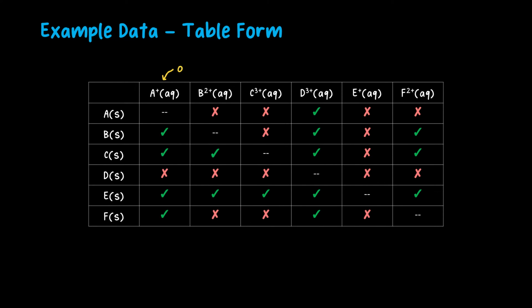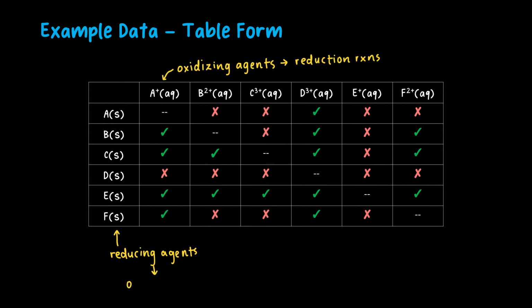These are oxidizing agents, meaning these ions will undergo reduction in these reactions. That means that along this left side, we have our reducing agents. Elemental metals tend to be reducing agents, and reducing agents will undergo oxidation reactions.